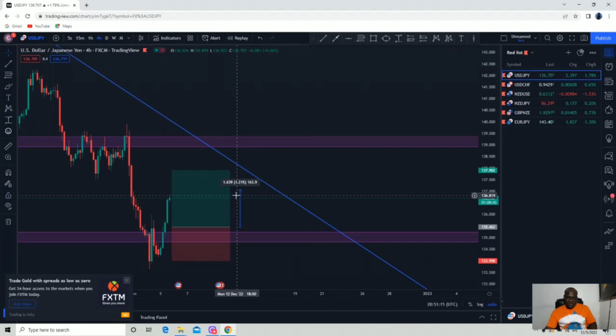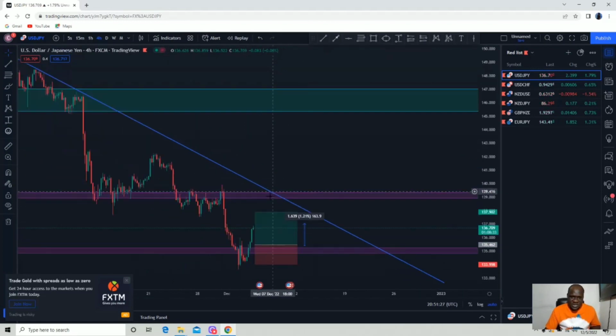Presently this is 163 pips that has been made from this trade. 163 pips. This is a very good trade. Look at how it respected the level and it's going back up. That's why I told you guys you need to learn how to trade technical analysis.